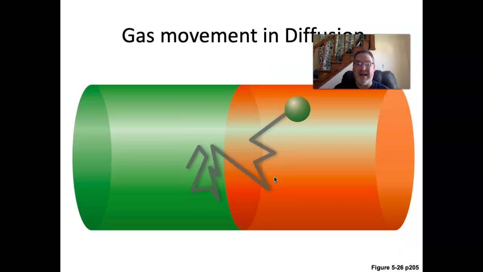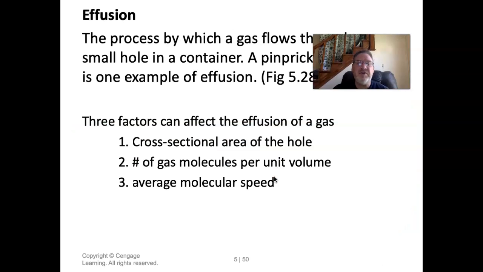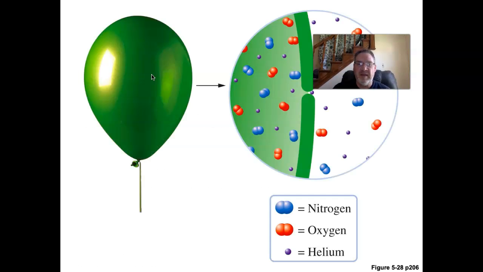The gas movement is not straight. It's constantly moving and zigzagging. Diffusion is in a wide open area. Effusion, the key here, is a small hole. The gas is moving through a small hole. So here's a balloon, and how a balloon loses its shape once there's a small pinhole in it.